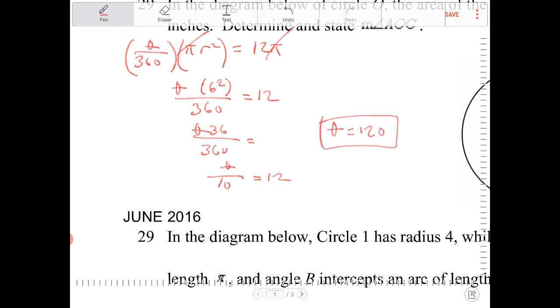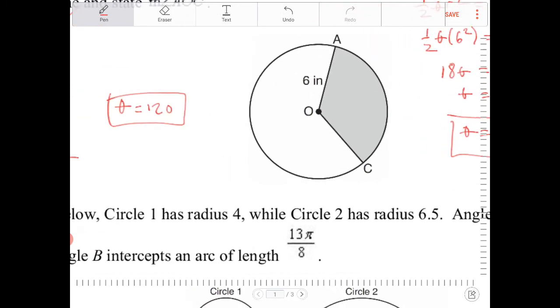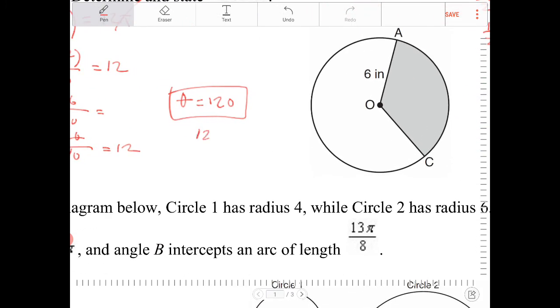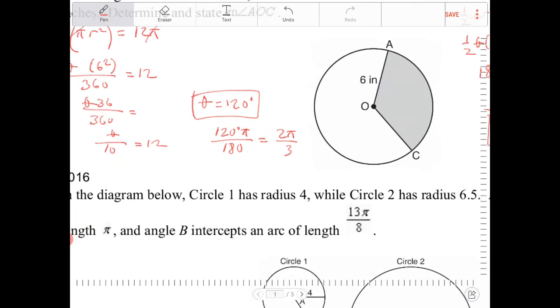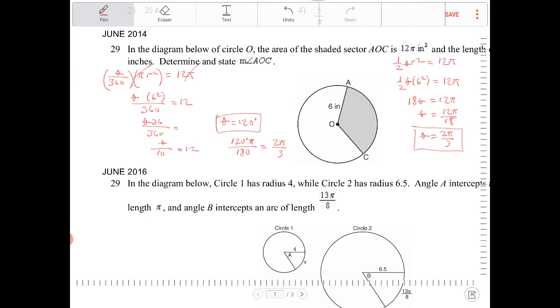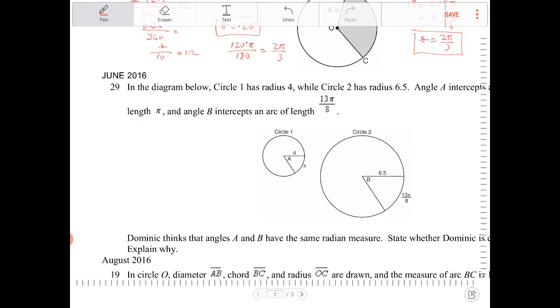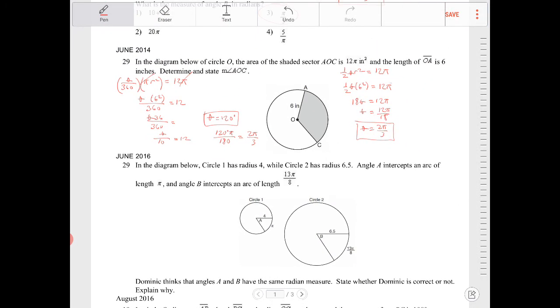So 120 degrees, are these two things actually the same? As a matter of fact, they are, because if you convert from degrees to radians, 120 degrees times pi over 180 does in fact equal 2 pi over 3. So they are actually the same thing. But as you can see, this process over here on the right is way simpler, in my opinion.